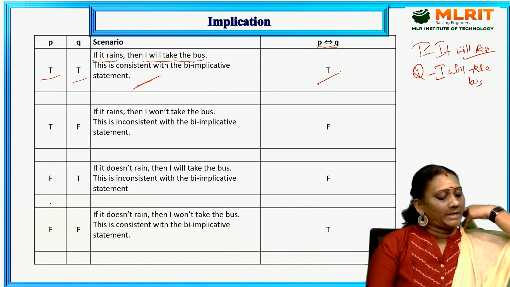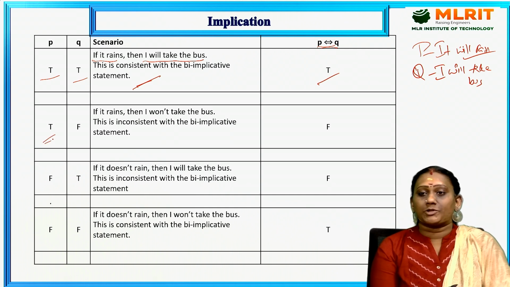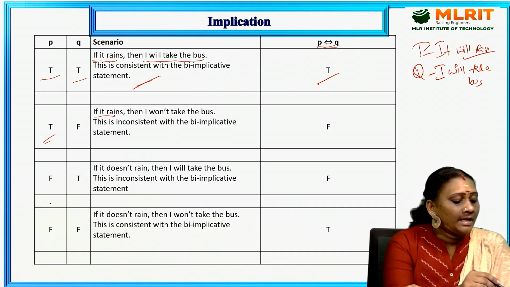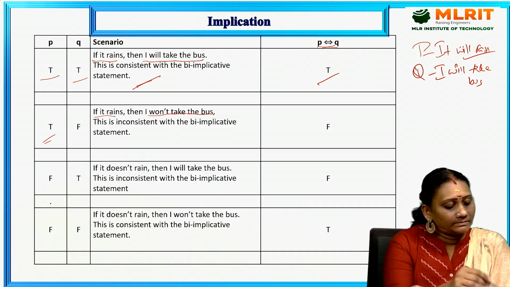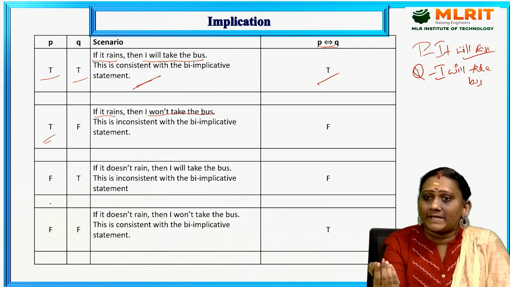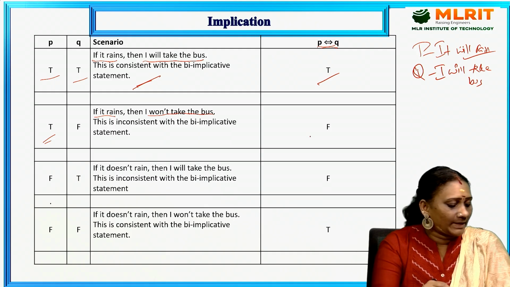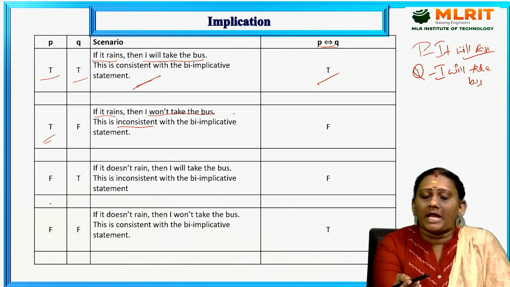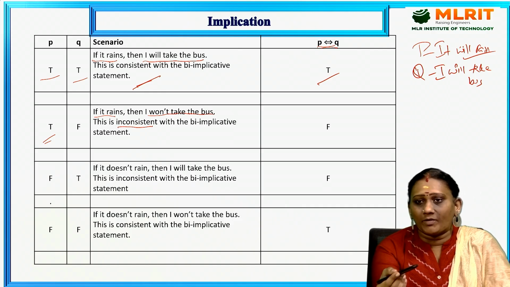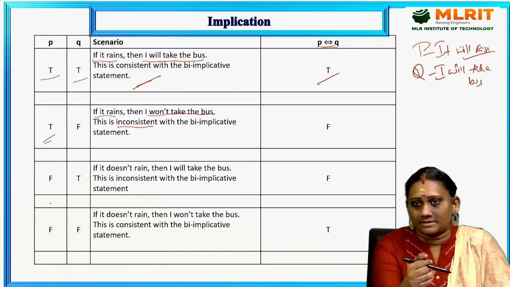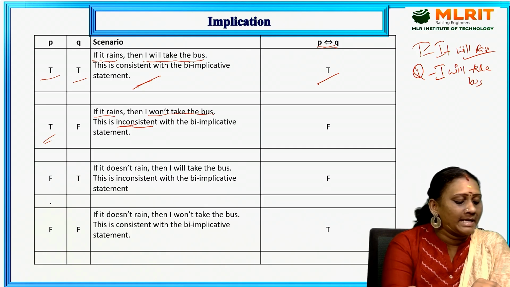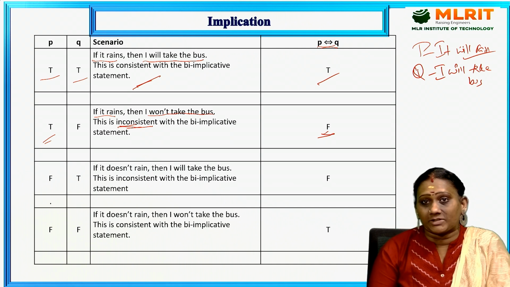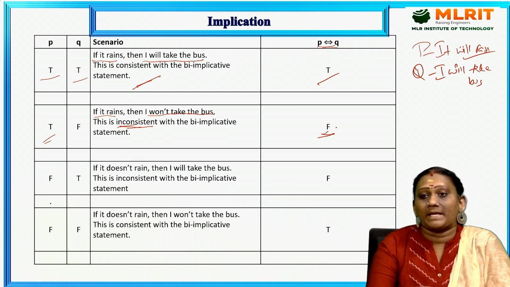In the second combination, the first statement is true, meaning it is raining, and then I won't take the bus. This is also satisfying the scenario, so I can say that it is inconsistent. If it rains, I won't take the bus. That doesn't make sense, right? According to the scenario, that is not making any sense. So this is inconsistent and it is not satisfying the rule of bi-implication. So in that case, I'm going to make it false.